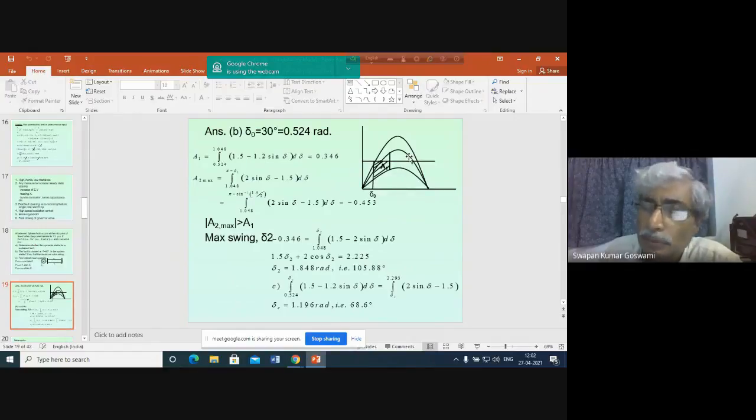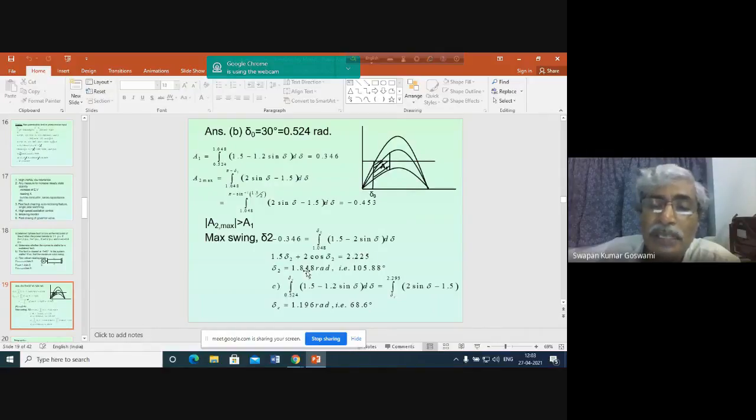Up to which the rotor swings, so let us integrate between these 2 points. 1.5 is the input power line. You can write peak of the pump, 2 sine delta minus 1.5, or 1.5 minus sine delta; only the sign will be different. So 1.5 minus 2 sine delta, integrate between this point and somewhere here, say delta 2. If you calculate, this is the expression you find: 1.5 delta 2 plus 2 cosine delta 2 equal to 2.225.